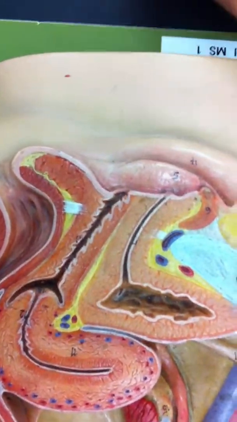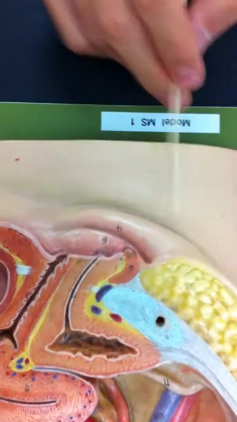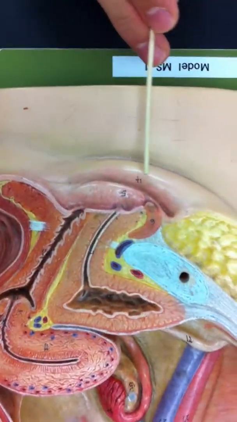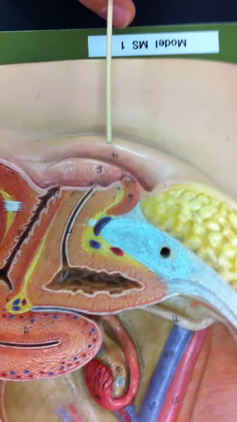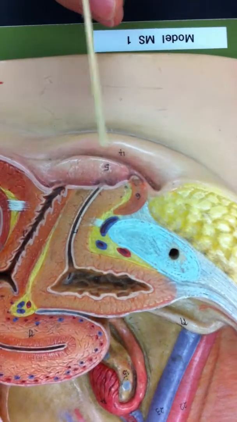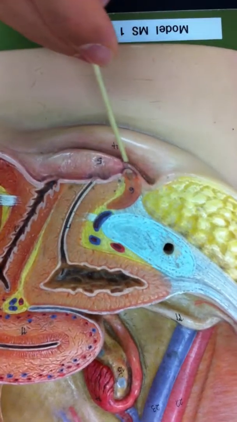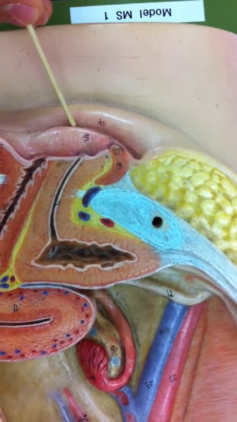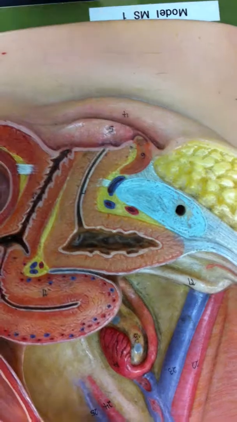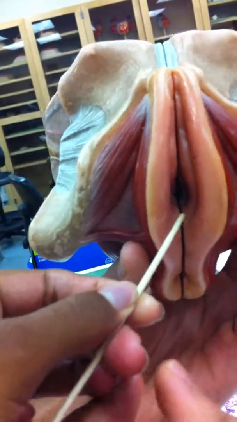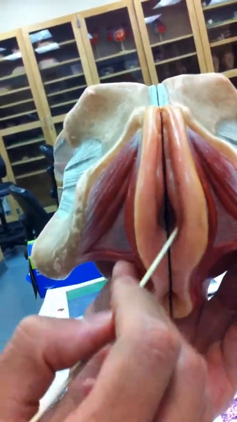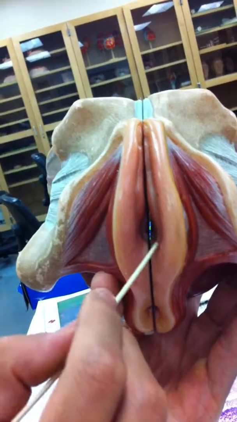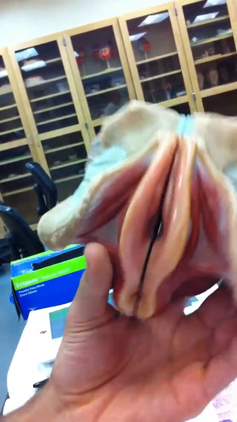The vulva is the collective external genitalia, so it would be out here. We have the vestibule of the vulva, which would be this crease you see here, and if we look in this model, the crease right about there, these creases here. Yeah, those creases there, right by the labia minora, that separate the labia minora from the majora.